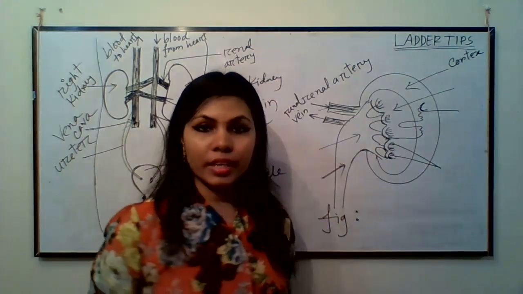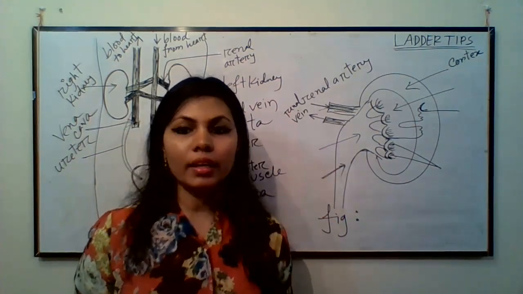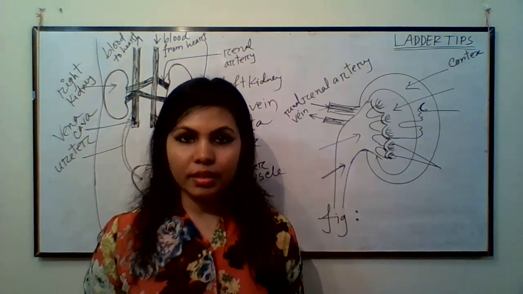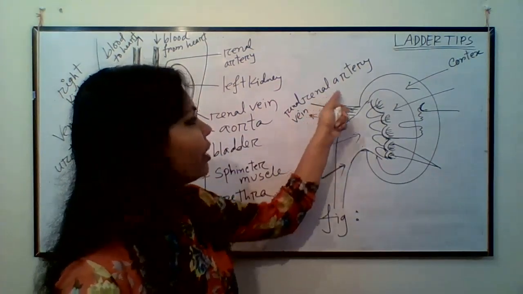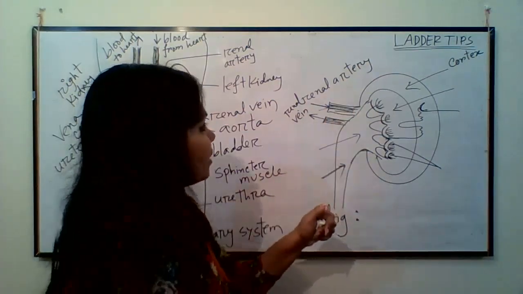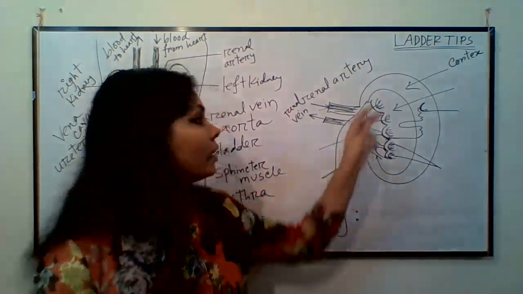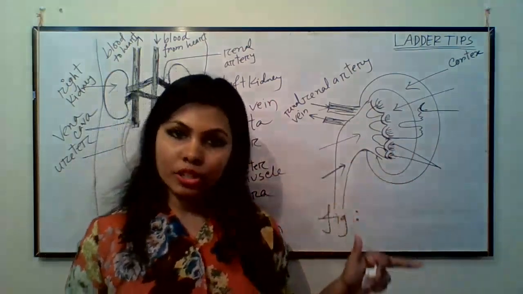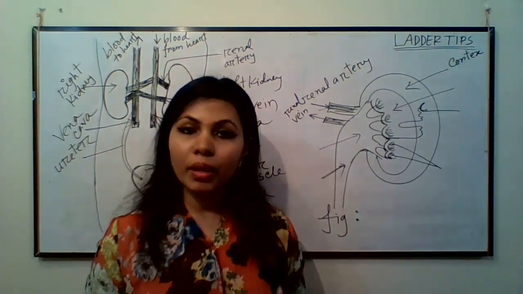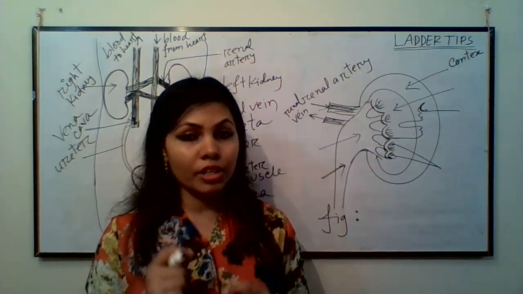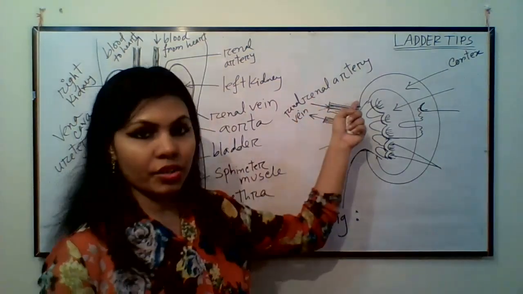Cortex. And cortex has many tiny blood vessels. These are the branches from the renal artery. Again, I'm telling, the darker outer region of the kidney is called cortex, and cortex has many tiny blood vessels, branches from the renal artery.